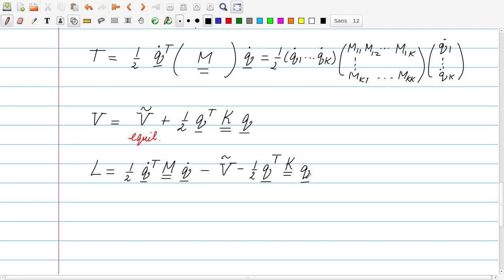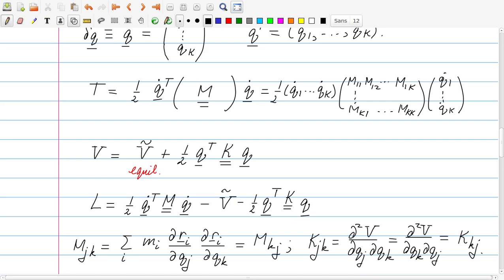But before we do that, we realize first of all that these matrices are both symmetric. To see this, we consider again the definition of M_jk, which is the sum over i of m_i, dr_i/dq_j, dr_i/dq_k.